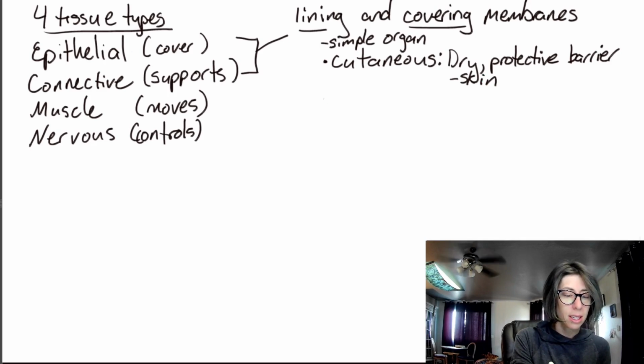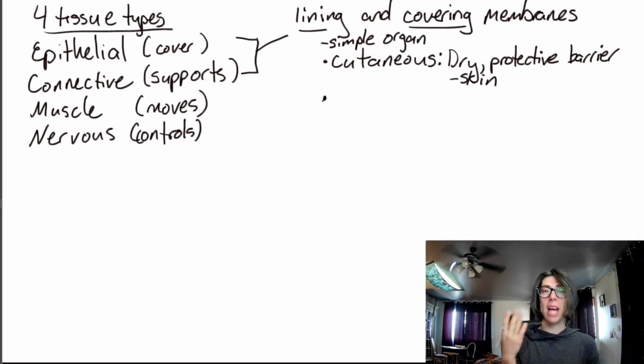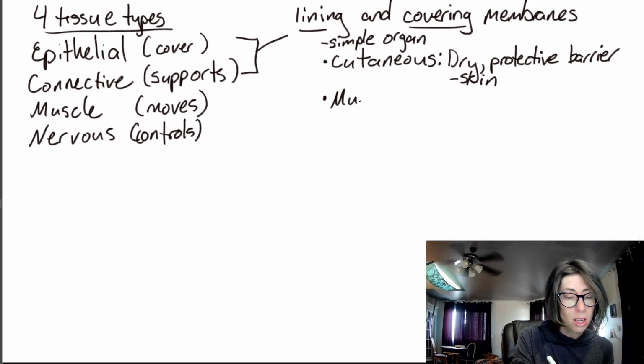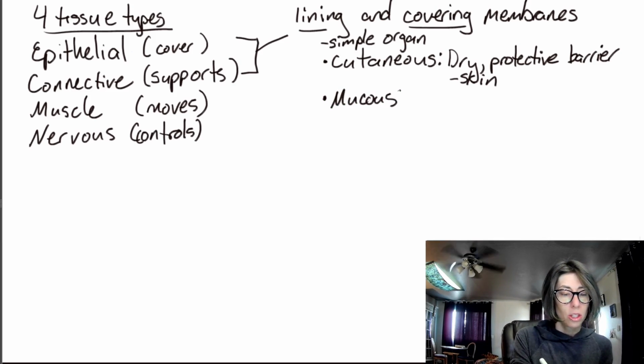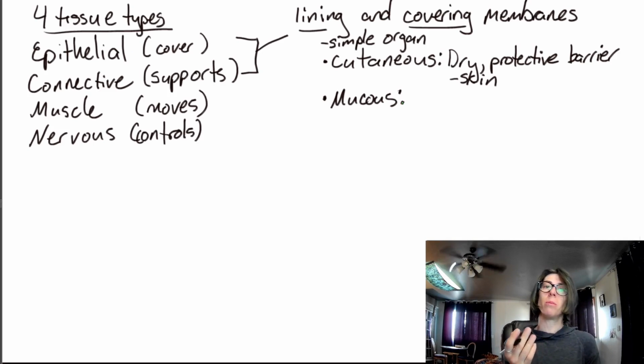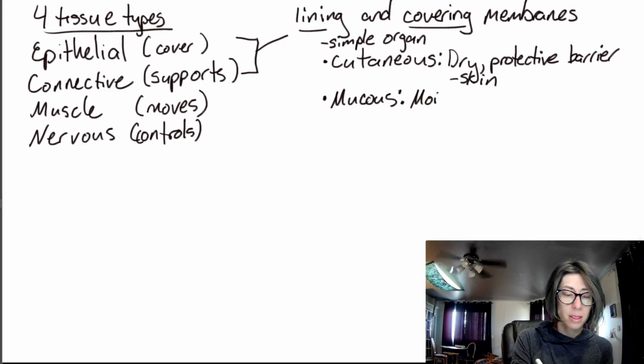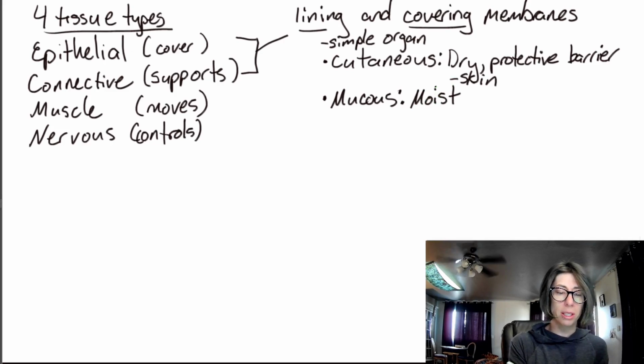And from this cutaneous membrane, you also have hair. Other animals have scales, right? All right, so then we have mucous membranes. Mucous membranes are moist because the membrane itself excretes mucus. So it's moist because of these secretions.